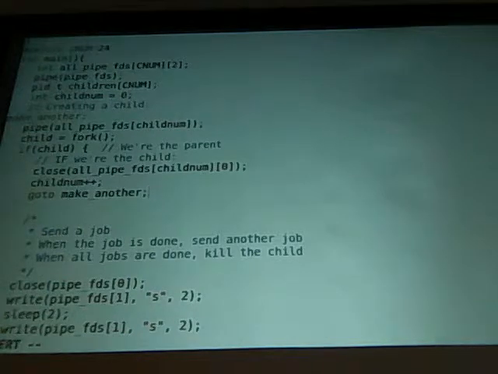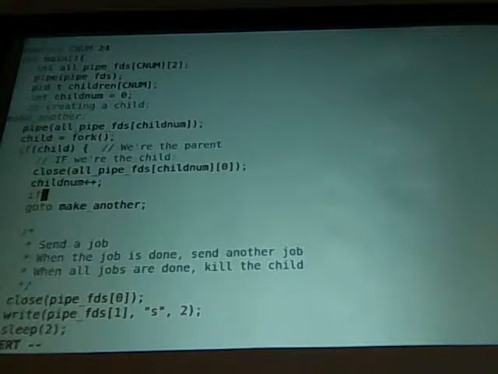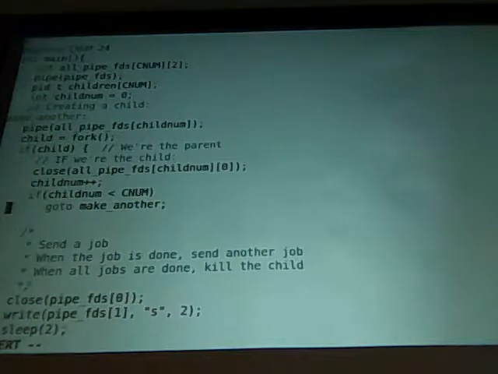So then we'll go make another. If the number of children is less than the number that we want, C num, then we'll go make another. Okay. You get schooled on that one, Kyle. Wow, I'm surprised. His mind is blown.